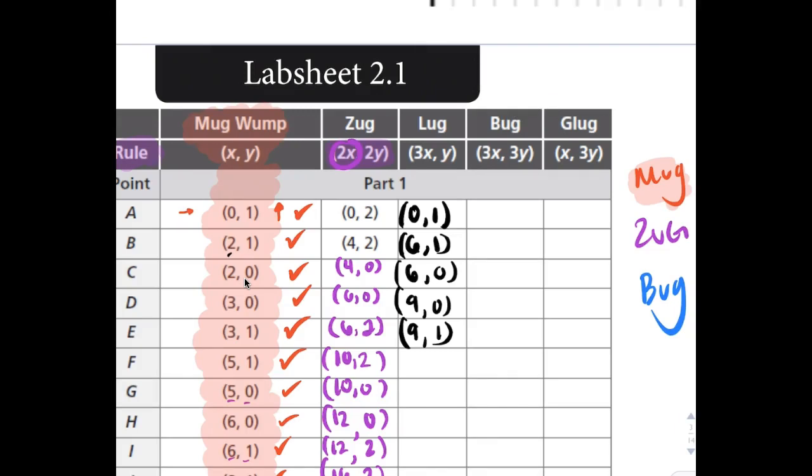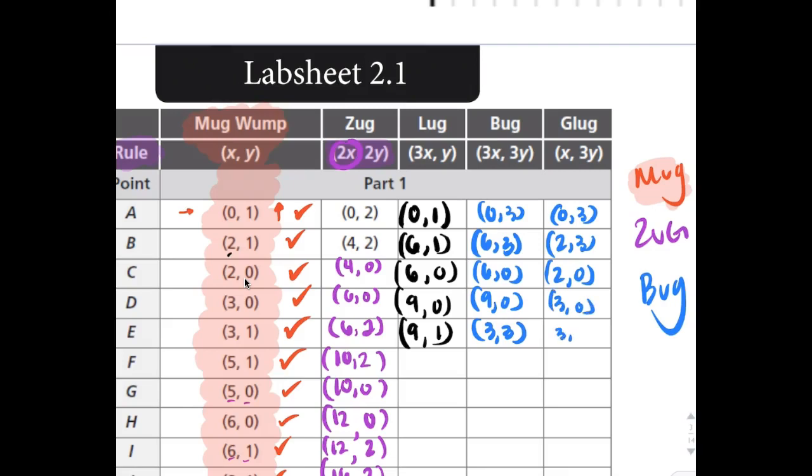So I'll do the first few columns for you. This should be 0, 3. This should be 6, 2, 3, 6, 3, 6, 0, 9, 0, 3, 3, etc. And then for this one, the x stays the same now, and the y gets tripled. So you're kind of flipping it compared to Lug. So I'm going to keep the x the same, 0, 3. I tripled that 1, tripled this one over here. 2, 3, 2, 0, 3, 0, 3, 3.